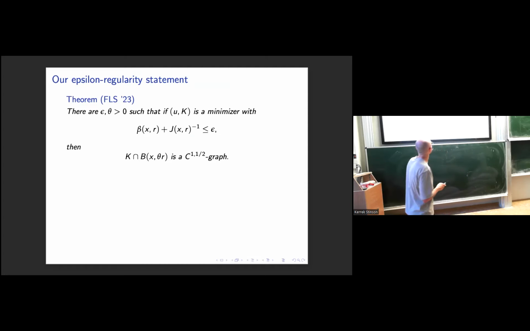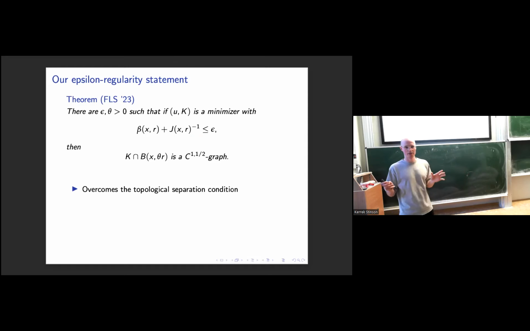Our result looks similar in the sense that it's an if-then statement. So we show that if you have a minimizer and two quantities, the flatness and this J inverse are less than a threshold, then you can zoom in on a smaller scale and find out that the crack is regular. The most important thing here is we don't say anything about the topological separation. We don't need this.